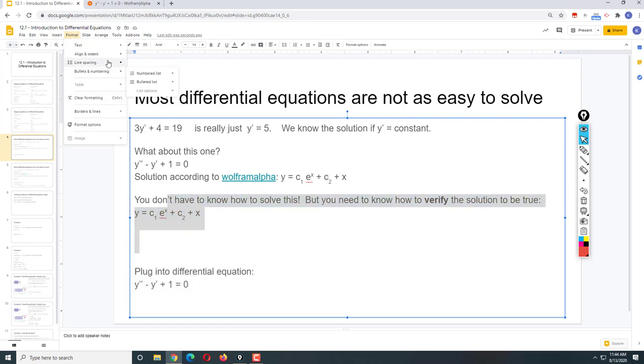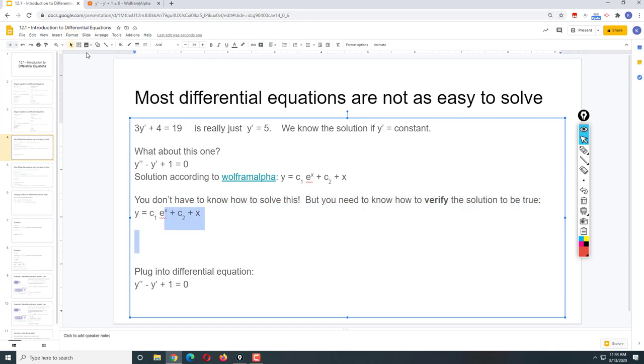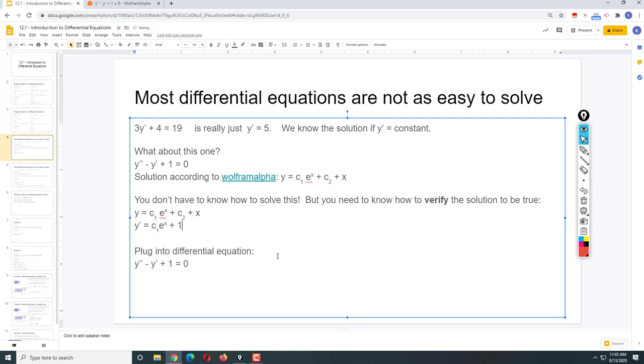let's take the derivative of y. The derivative of e to the x is just e to the x. So the derivative of c1 e to the x is just c1 e to the x. The derivative of c2 is a constant, so we get nothing. The derivative of x is just 1. So y prime equals c1 e to the x plus 1. Next, y double prime has to equal c1 e to the x. The derivative of 1 is nothing, so that's it. That's the second derivative.